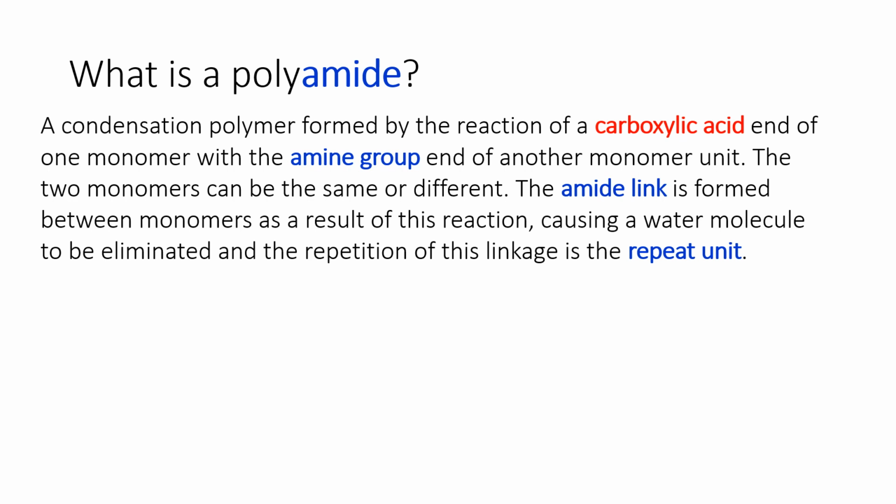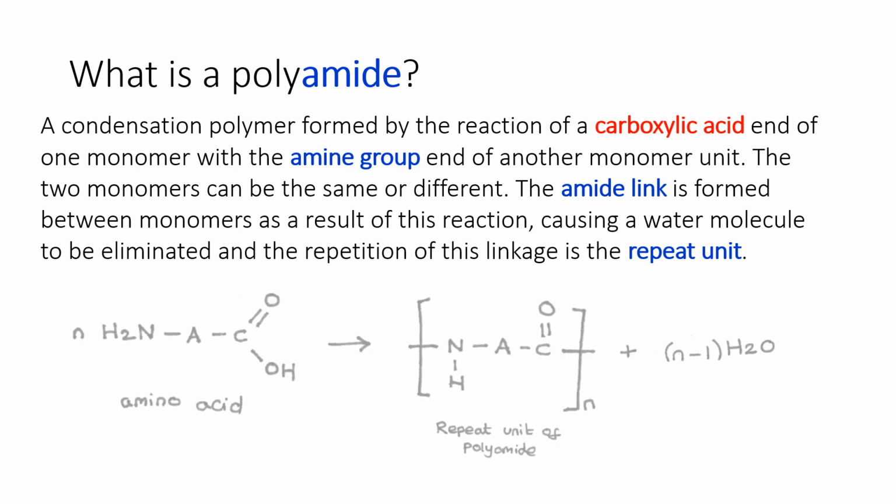It's a condensation polymer formed by the reaction of a carboxylic acid end of one monomer with the amine group end of another. And the two monomers can be the same or different. The amide link is formed between monomers as a result of this reaction, causing a water molecule to be eliminated, and the repetition of this linkage is called the repeat unit.